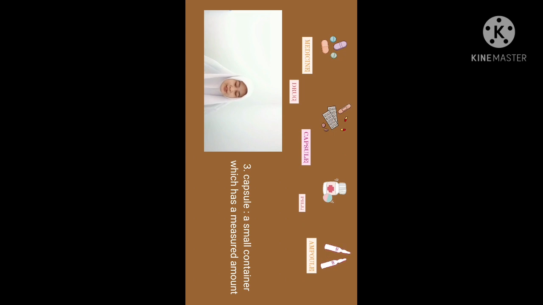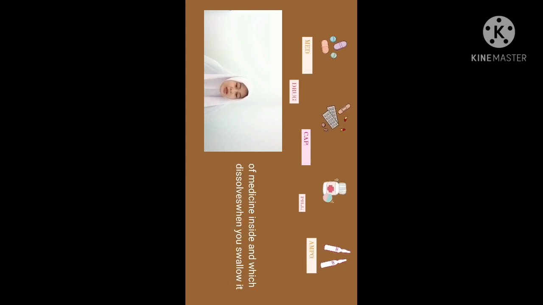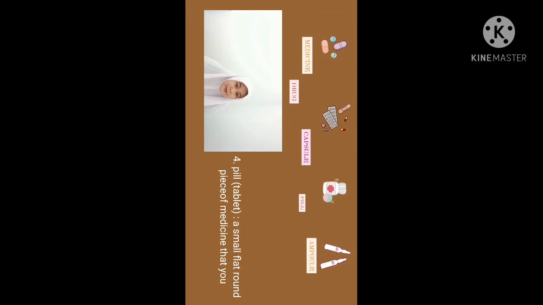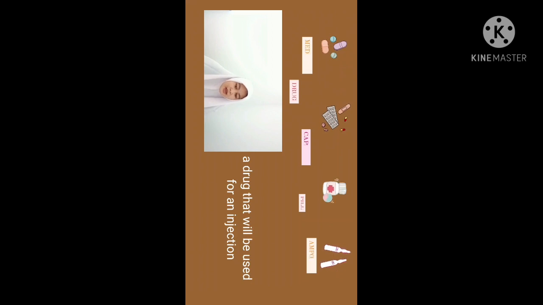Number 3. Capsule, a small container which has a measured amount of medicine inside and which dissolves when you swallow it. Number 4. Pill or tablet, a small flat round piece of medicine that you swallow without chewing it. Number 5. Ampoule, a small container usually made of glass containing a drug that will be used for an injection.